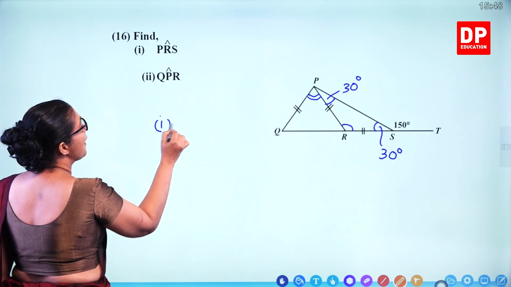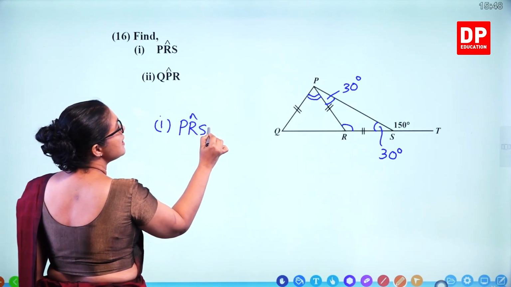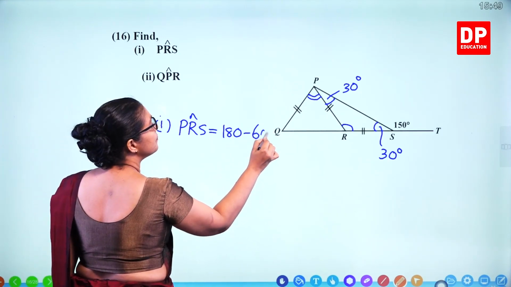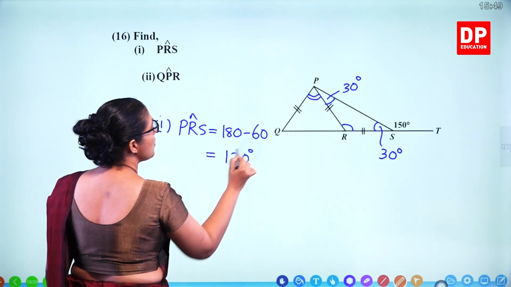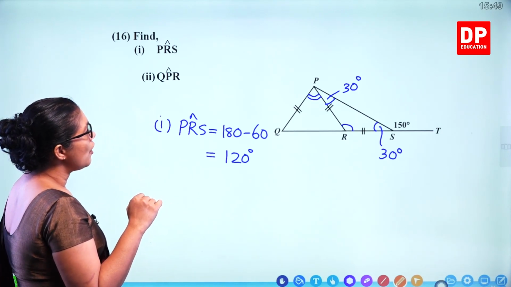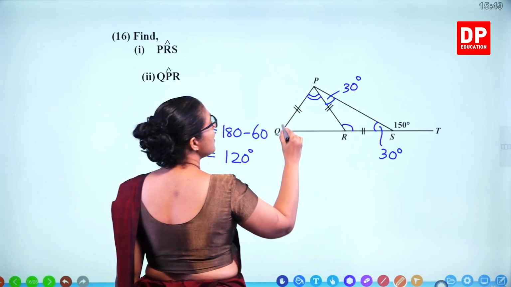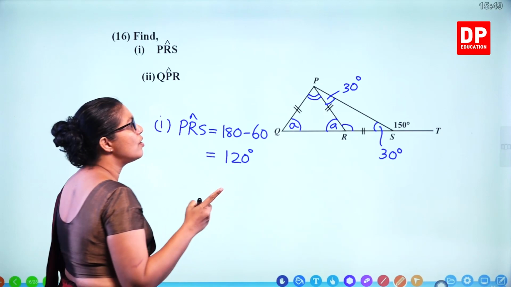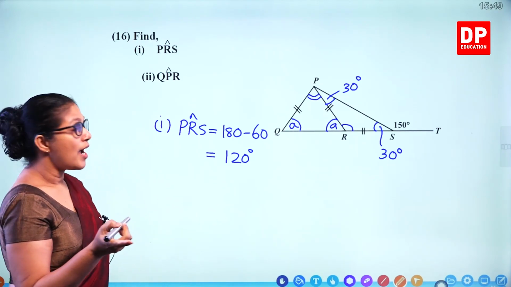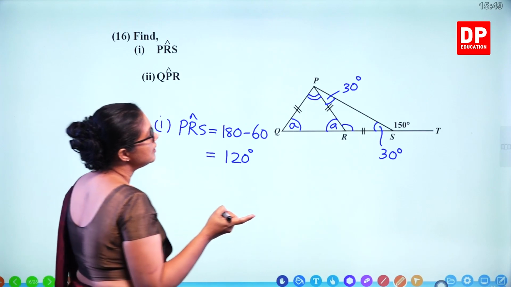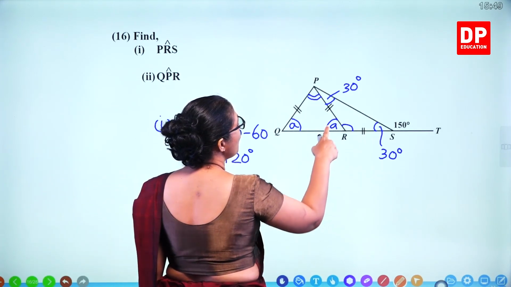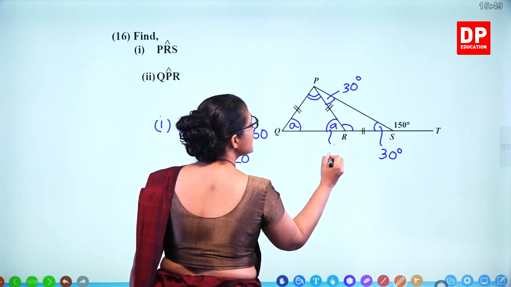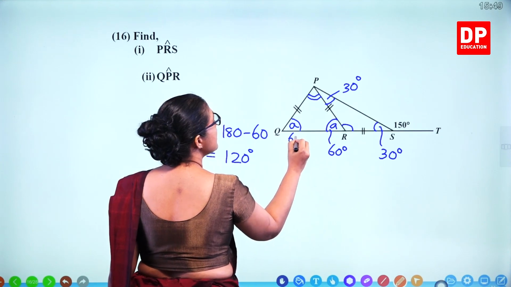PRS. PRS angle is 180 minus 30 and 30, which becomes 120 degrees. Now the next one. Think about this one. If this is A, this is also A. That's also an isosceles triangle. Now, how do you find this angle? We found this angle 120. So A becomes 60 now. So this is 60, this is 60.